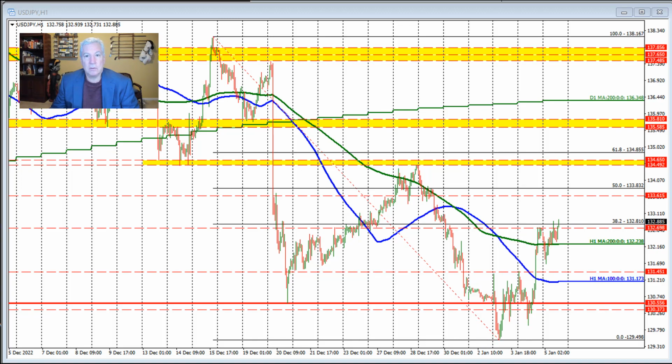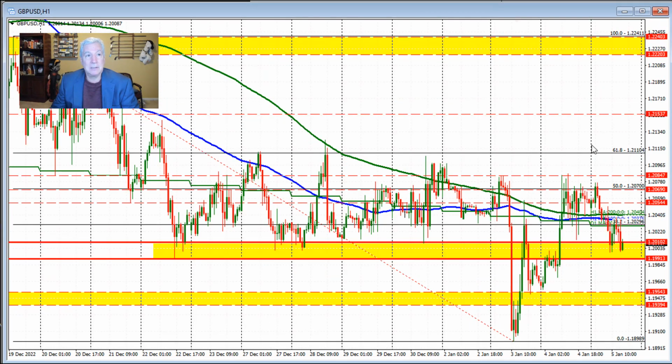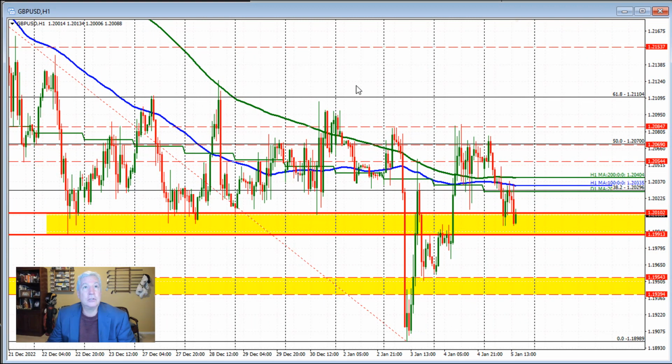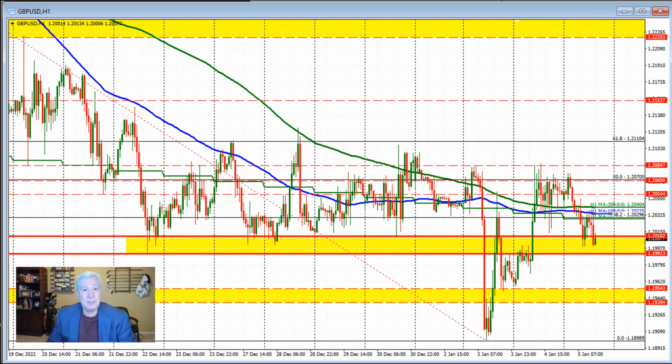Let's take a look at the sterling versus US dollar next, and this is the hourly chart. This is the hourly chart of the sterling versus US dollar, and a lot more up and down volatility in this currency pair.